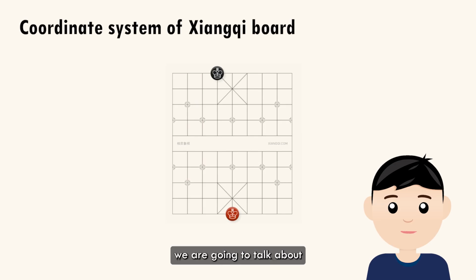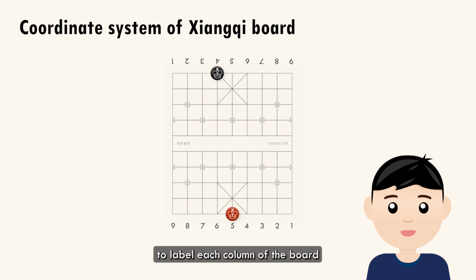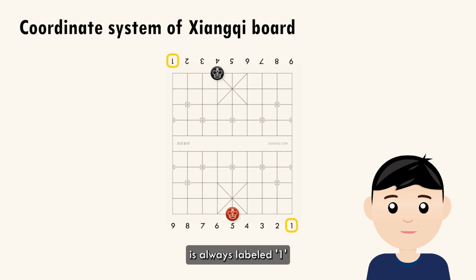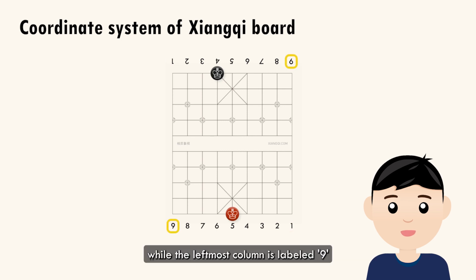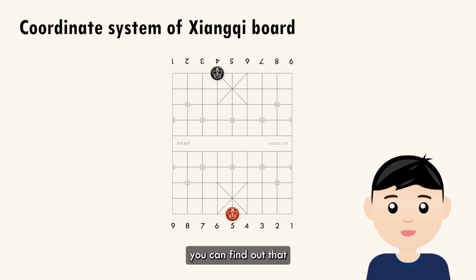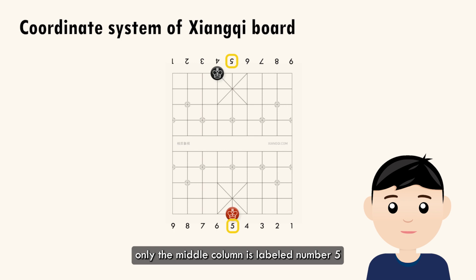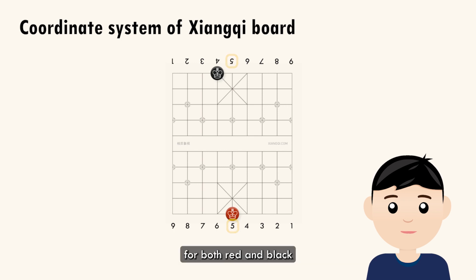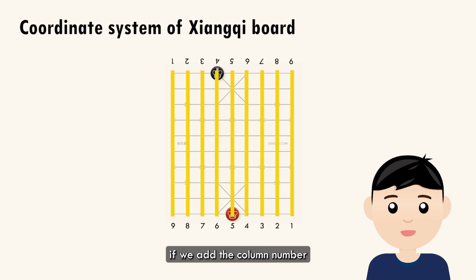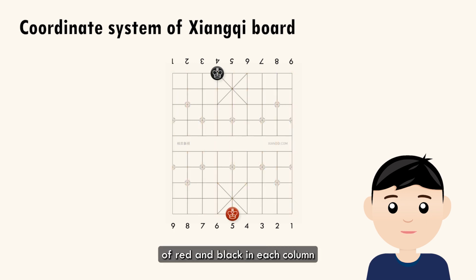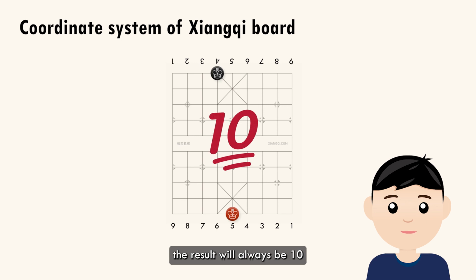Next, we are going to talk about the coordinate system of the board. We use the numbers 1 to 9 to label each column of the board. The rightmost column for each player is always labeled 1, while the leftmost column is labeled 9. If you look at the figure, you can find out that only the middle column is labeled number 5 for both red and black. The others are different. Nonetheless, if we add the column number of red and black in each column, the result will always be 10.